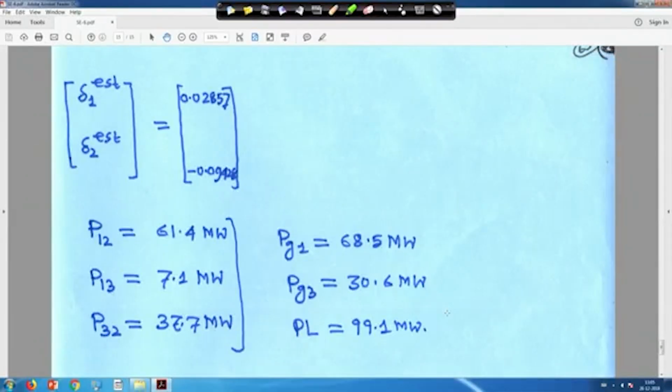Based on that, we have got the power flows in lines 1 2, 1 3 and 3 2. Earlier we gave an example where only 2 readings were used and the third reading was redundant, but in this case we have used all the 3 readings and these are the best values, right.